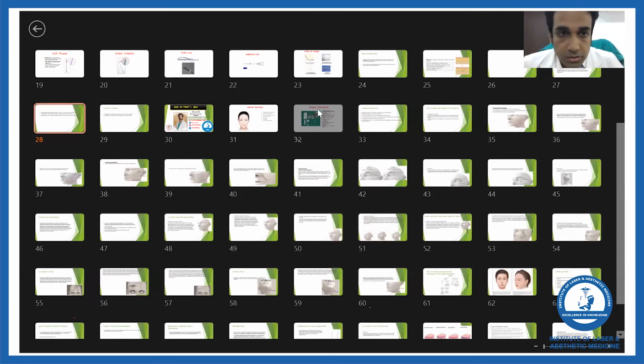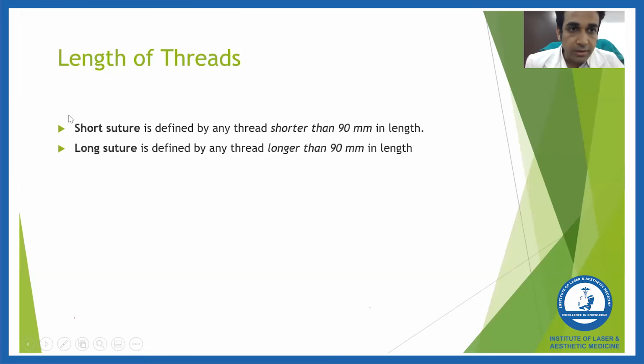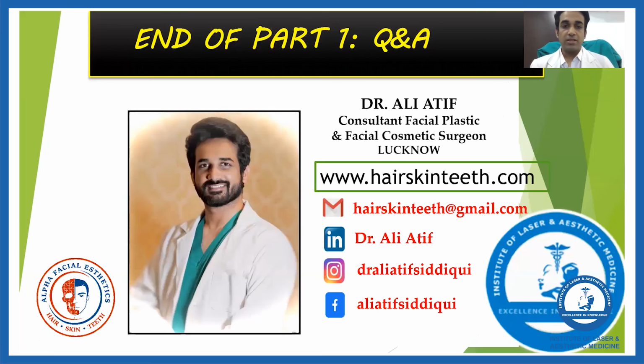Okay, so we were here, right? Again, on the length of threads, you can also classify short suture or long suture, greater than 90 mm or less than 90 mm. If it is 90 mm or lesser, it is a short suture. Greater than 90 mm, it is a long suture. So imagine this is the end of part one, guys, and I hope you have a little idea about threads, and we will show the threads and SMAS relationship in a schematic diagram.